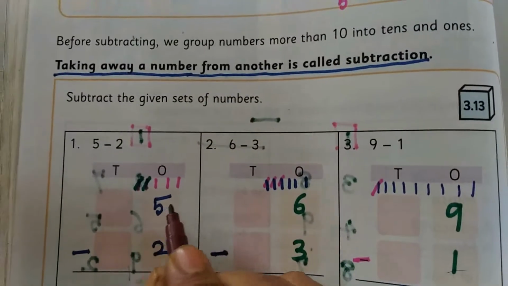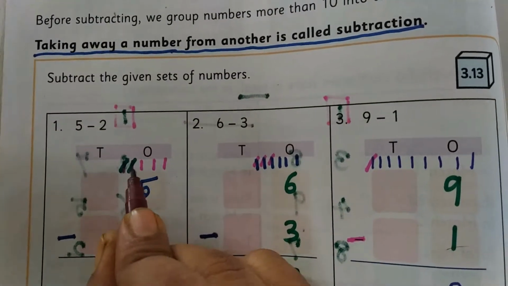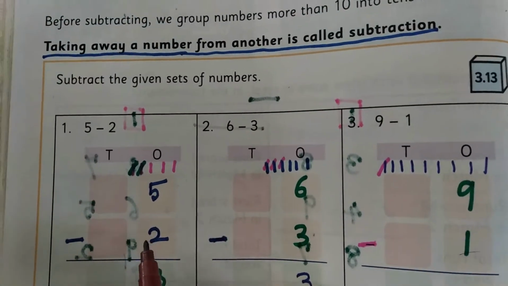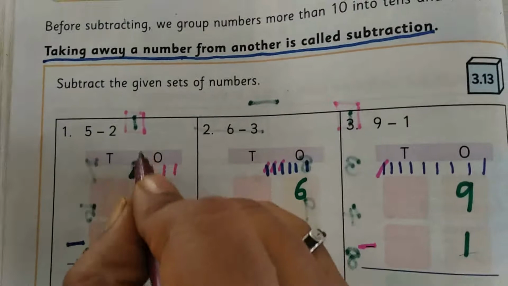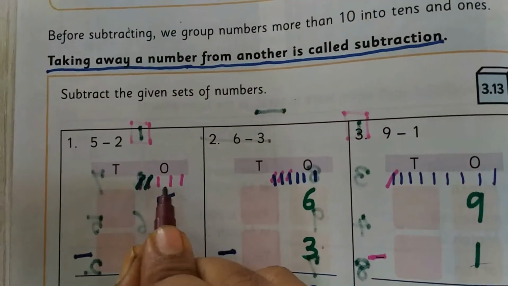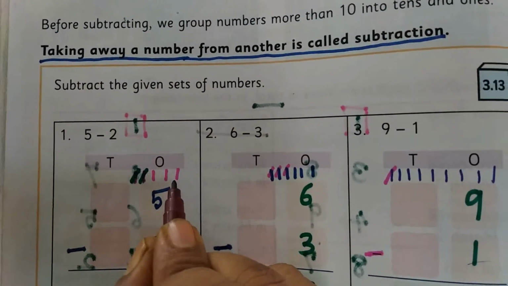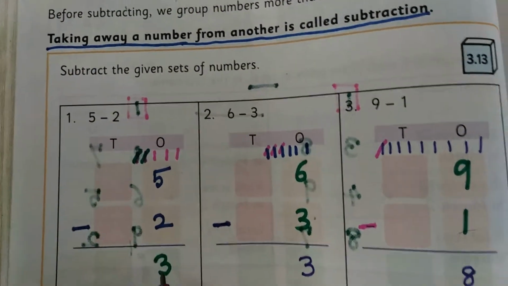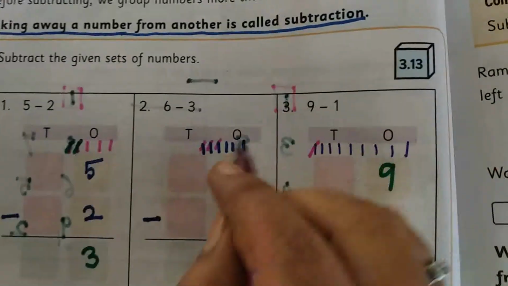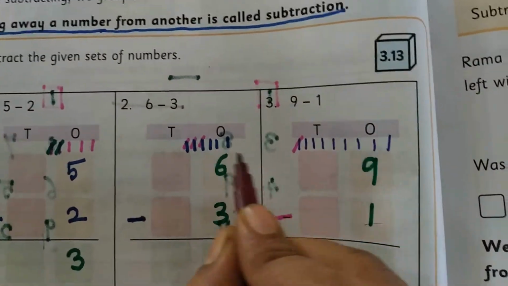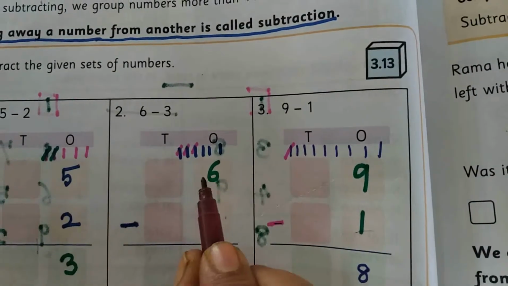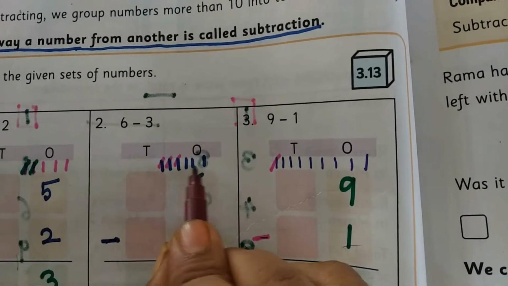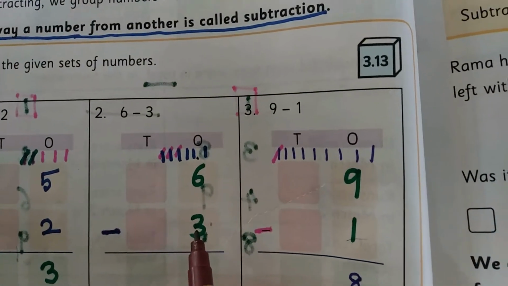Like 5 means you can draw 5 lines. How much are you taking away? 2. So strike out 2. How many lines do we have remaining? 3 lines. So that is the answer. 5 minus 2 gives the answer 3. Like this you have to do the remaining 2 sums. See here, 6 minus 3. Write the numbers 6 and 3 here, draw 6 lines and strike out. How many lines do you want to strike out?